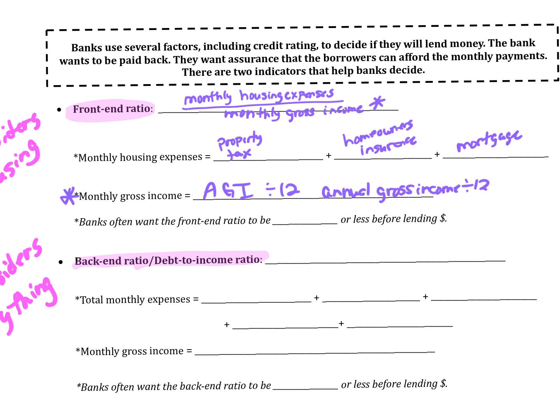Okay, so monthly housing expenses, that's gonna be your mortgage, your insurance, your taxes. You divide that by your monthly gross income, and that's what's referred to as your front-end ratio. And for that, banks want that front-end ratio to be 28% or less. And the less is an important piece.